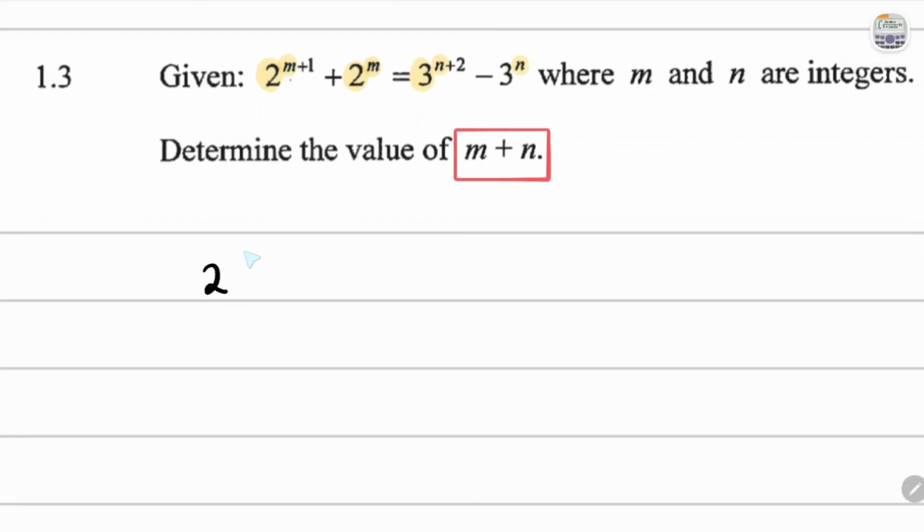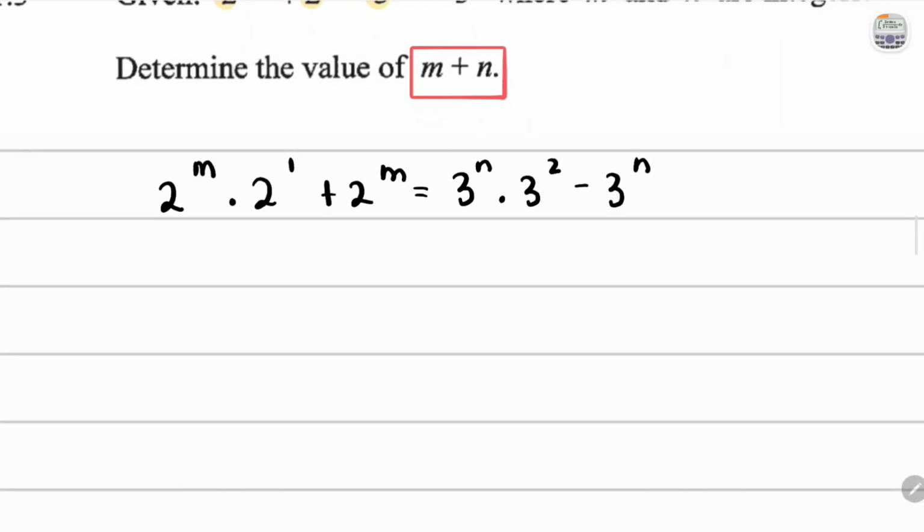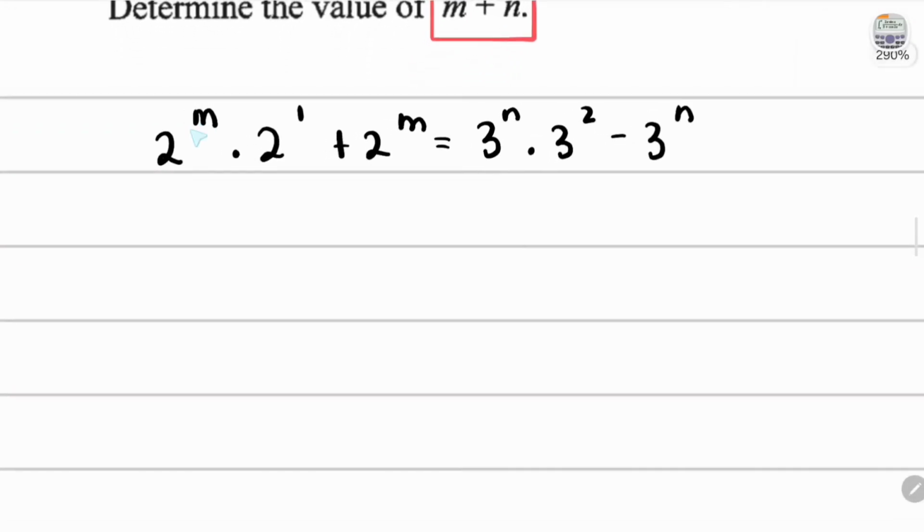So that is going to be 2 to the power of m multiplied by 2 to the power of 1, because if you multiply the same bases, you have to add the exponents. That's why we'll get back to this. Okay, and then we have 2 to the power of m is equal to, and here that will be 3 to the power of n times 3 to the power of 2 minus 3 to the power of n. Okay, so now that we have that, you see that those are clearly common factors, so we can take them out as a common factor.